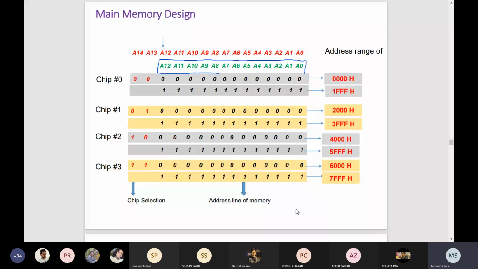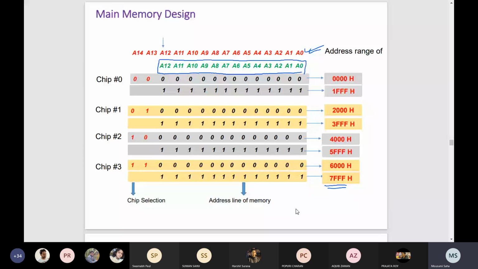Okay, our target is to design this address range. The address range may need the address lines from A0 to A14. See that 7FFH, this is all ones. So if we want to have 7FFH, at that moment we need 15 bits. For that reason that will be A0 to A14.